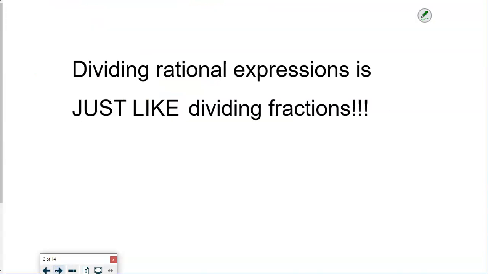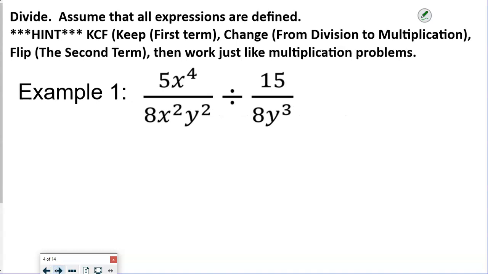So dividing rational expressions is just like dividing fractions. Hopefully we're going to remember how to do that in just a second. When we talk about dividing, we're going to keep our first term, change from division to multiplication, and then flip the second term. Do y'all remember keep, change, flip? That's something you should have learned in algebra, or actually in middle school at some point.